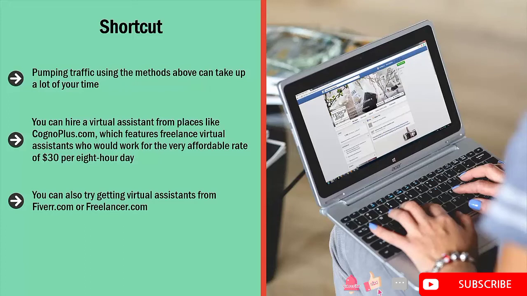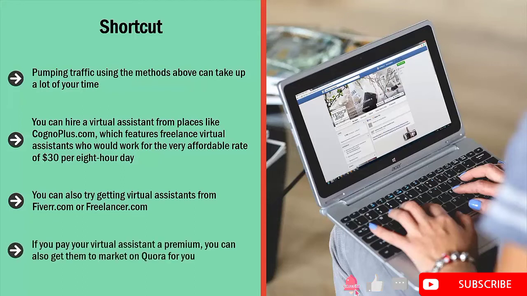I use virtual assistants not only to find my keywords, but also to help me find content, which I can then instruct them to feed into my software so I can automatically publish on Twitter and Facebook. If you pay your virtual assistant a premium, you can also get them to market on Quora for you. Of course, you have to train them and guide them so they can produce the quality that you're looking for.